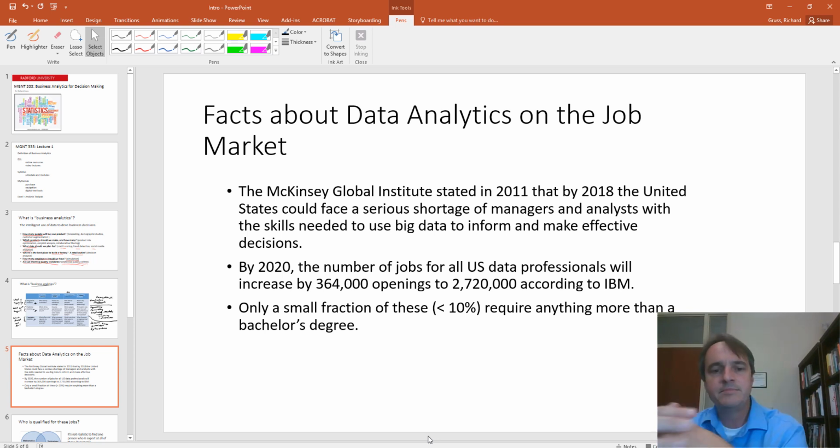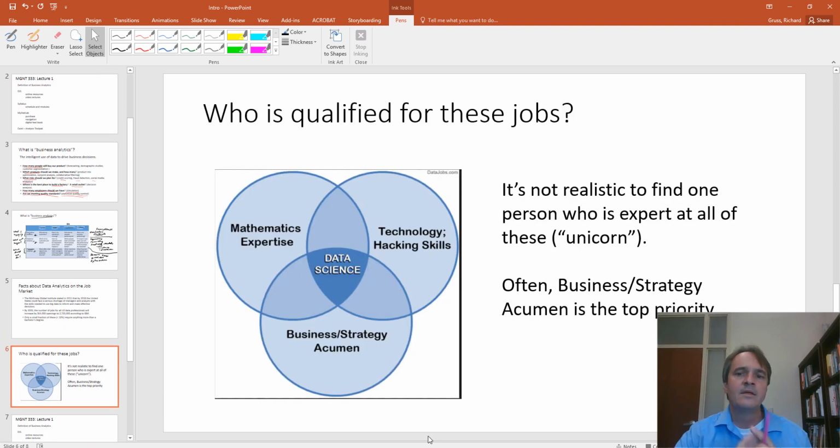These are jobs that a business major with a bachelor's degree and a good handle on analytical tools can do. These are jobs that are there and will be available, and vacancies will be growing. So it's a great time to be an expert in analytics. Okay, so what are the qualifications for these analytics jobs?